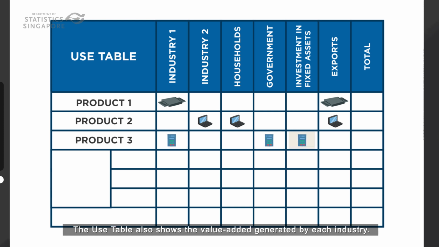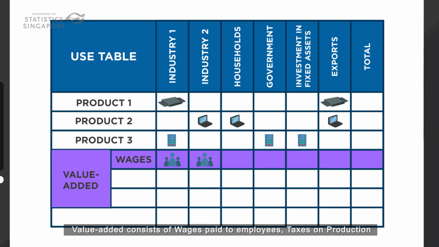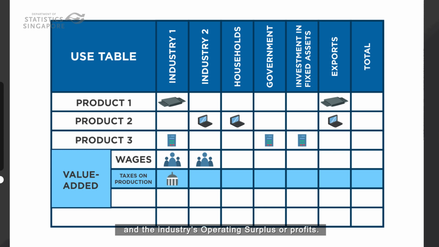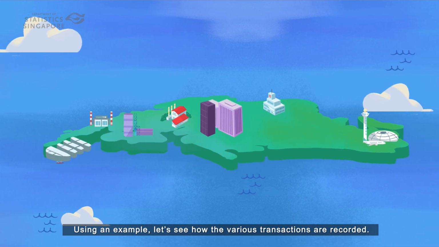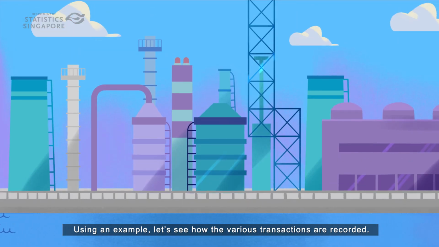The use table also shows the value added generated by each industry. Value added consists of wages paid to employees, taxes on production, and the industry's operating surplus or profits. Using an example, let's see how the various transactions are recorded.